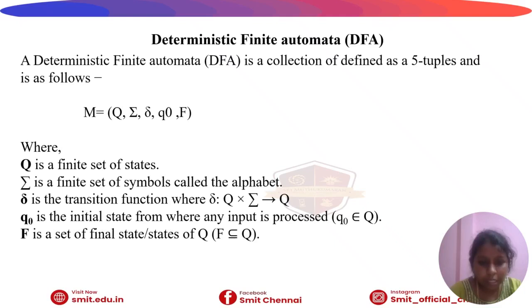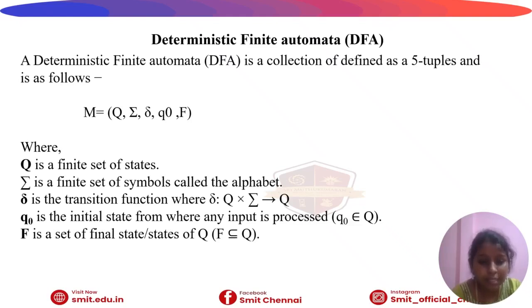The deterministic finite automaton is a collection of five tuples: M equal to Q, sigma, delta, q naught, F. Q is a non-empty finite set of states. Sigma represents the input alphabet, that is, which inputs are used in the states.